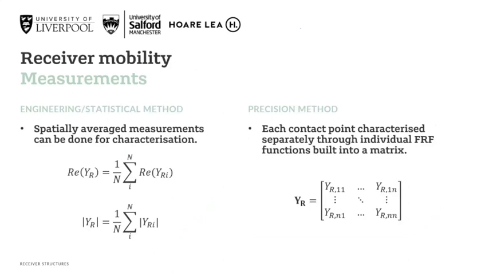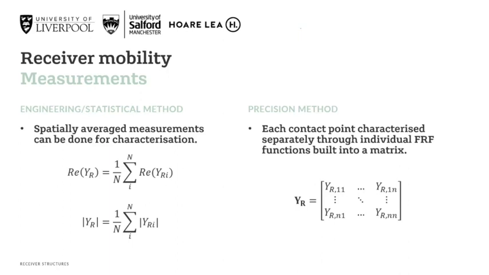Lastly, you can have an engineered or statistical approach. If you don't know where the plant is going to go, and you don't want to use predictions, you can measure mobility at a few points and get some measure of the average mobility. Or if you have to predict very accurately where the source is going to go and how the receiver will behave, you need to separately measure at each contact point, put that in a matrix and use it with the source information to predict what the vibroacoustic response will be.